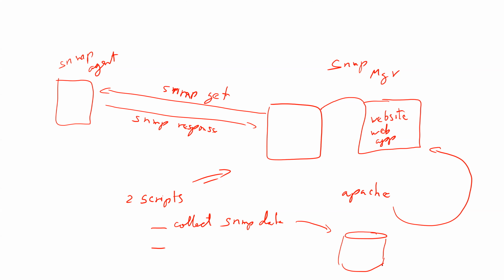It could be a database, but to keep it simple, I didn't use a database. Instead, I'm using what is called round robin data. Round robin data. All right. It's basically a little text file. So it's a .txt. All right. So the data is stored there.